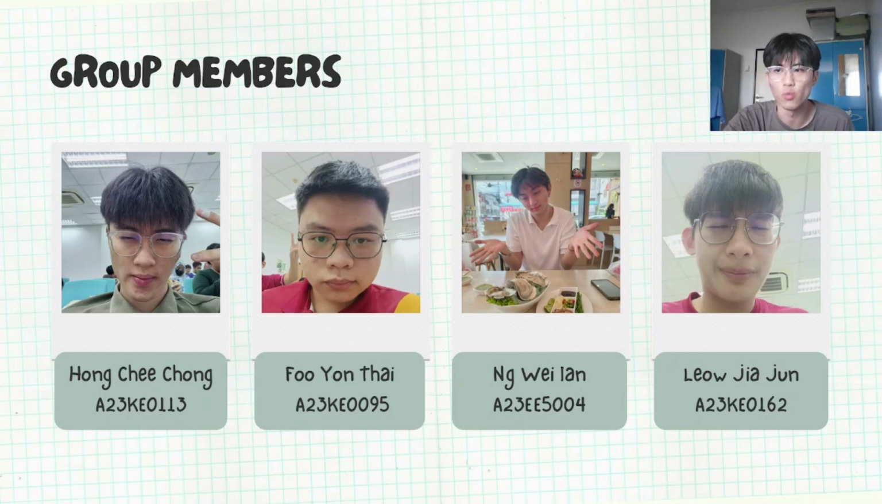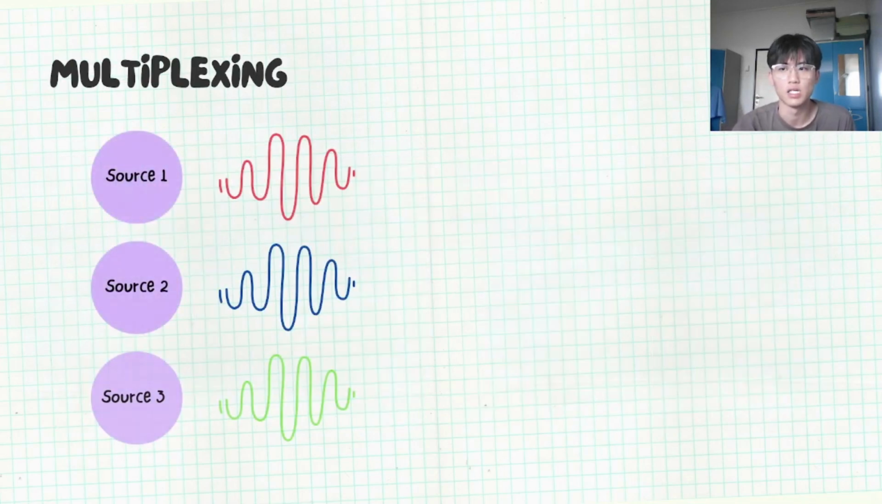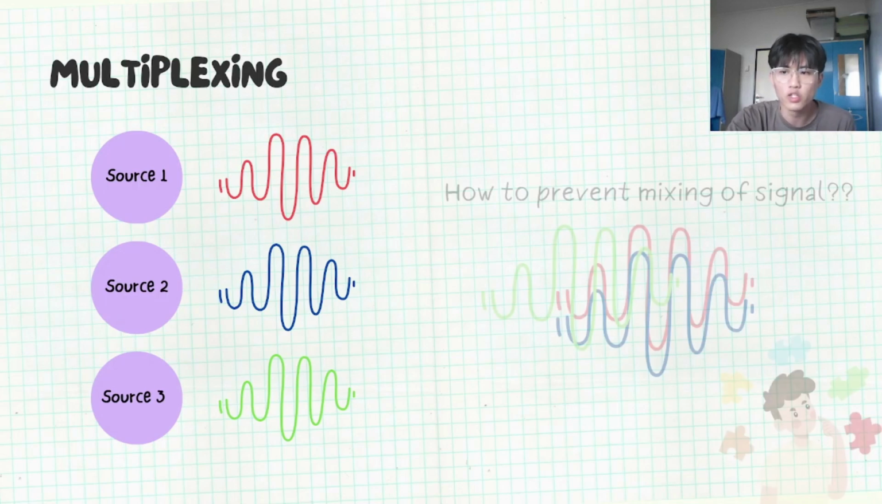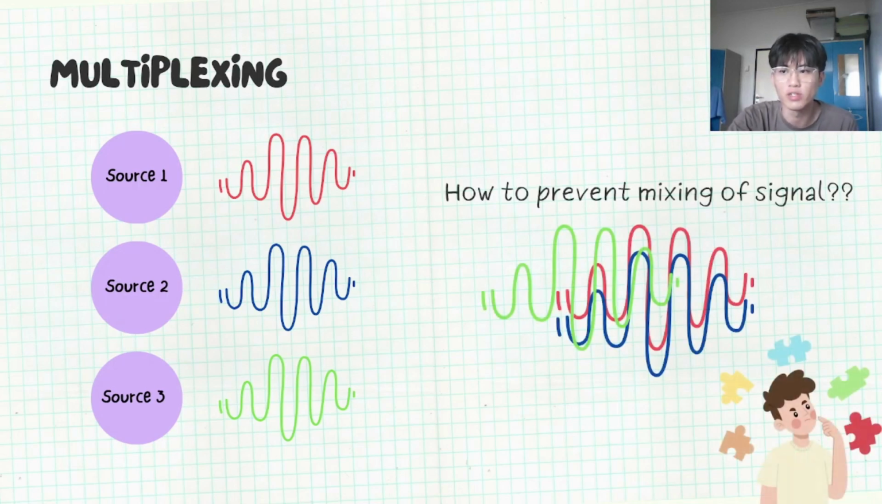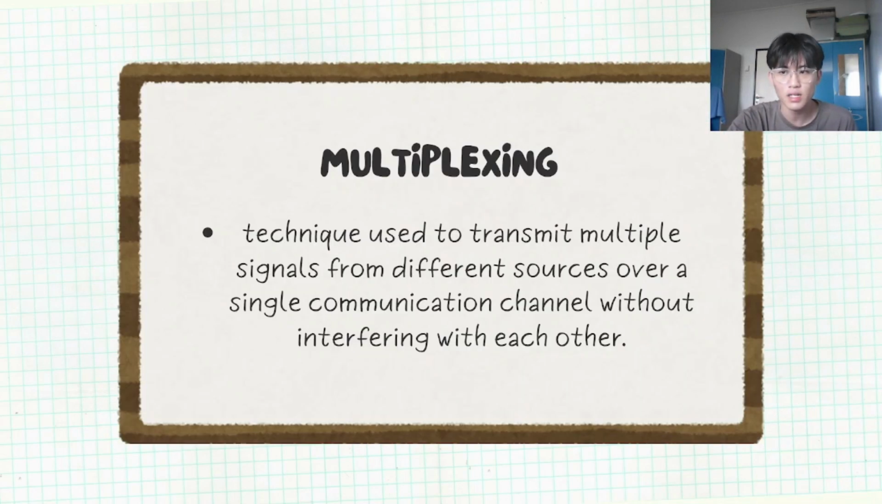Before delving into what multiplexing is, imagine you have three different signal sources, each carrying different data, and you want to transmit them through the same channel. How can you make sure the signals at the receiver side are not mixed? That's where multiplexing comes in.